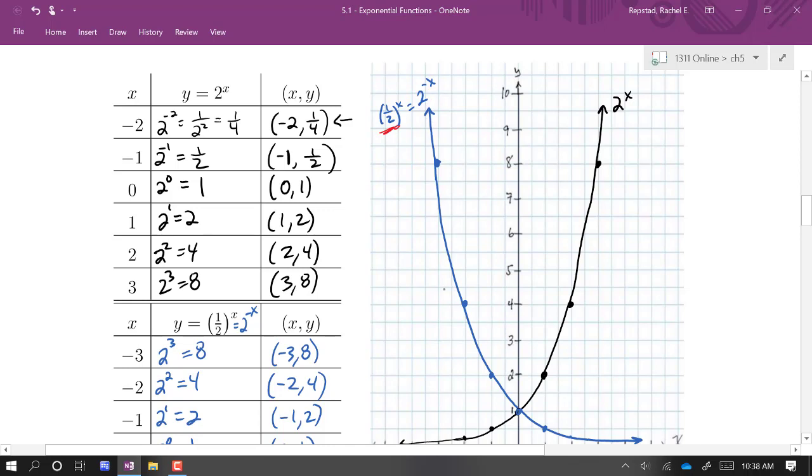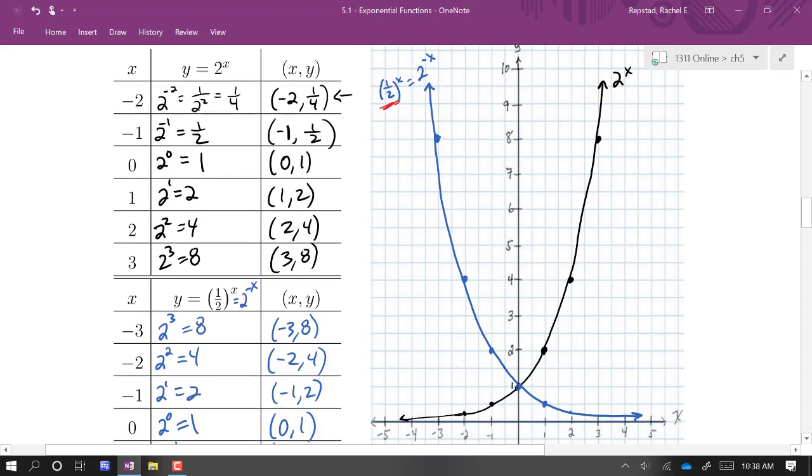It's something that gets small as x grows in the positive direction, right? So the bigger x is in the positive direction, the smaller that value is. And this function in black, 2 to the x, so I have this base bigger than 1, raised to the x power, that's an exponential growth function. As x gets bigger in the positive direction, it grows. That function blows up.